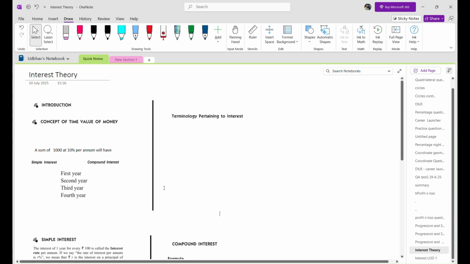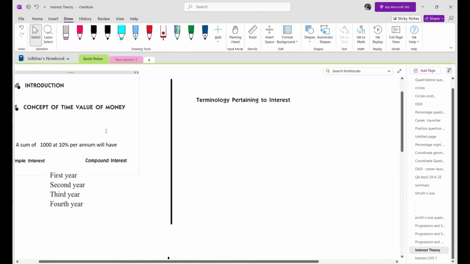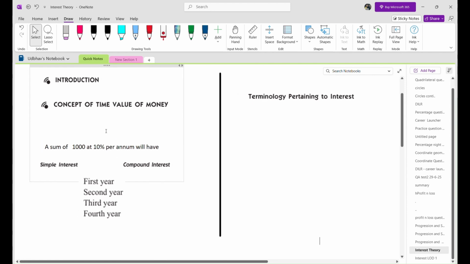Good afternoon. We are going to start simple interest and compound interest. First, we'll see some theory regarding the chapter.